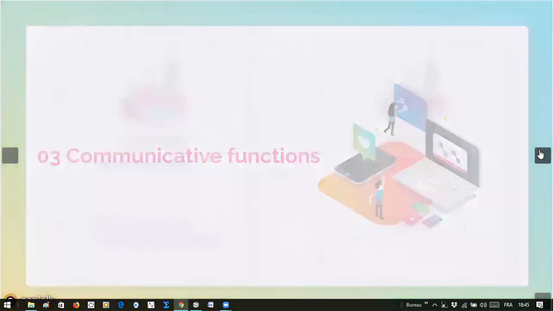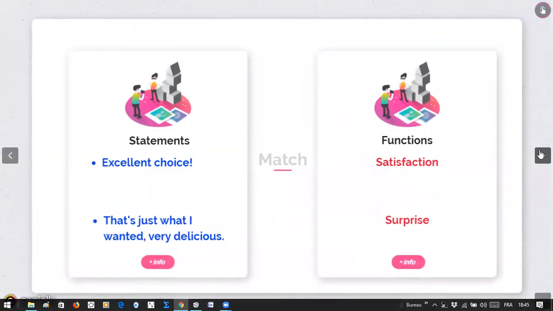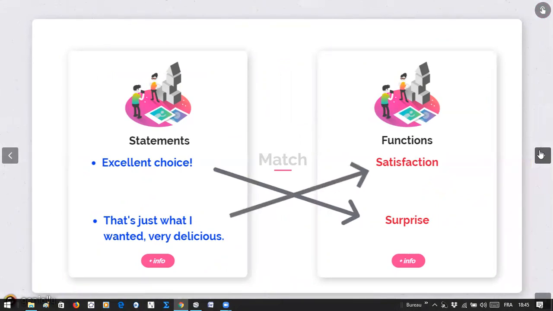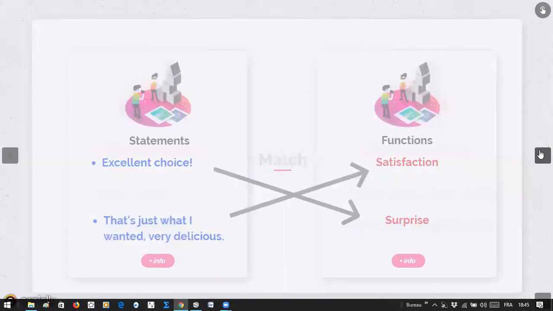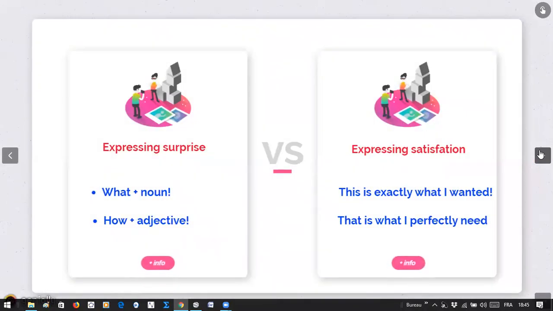Now then you pass to communicative functions. This means language. I have two sentences. I'd like you to match them. In the dialogue, we have excellent choice. It's a surprise. Good. It expresses surprise. And it's just what I wanted. Very delicious. Satisfaction. Good. Great. So these are the rules of today's lesson.